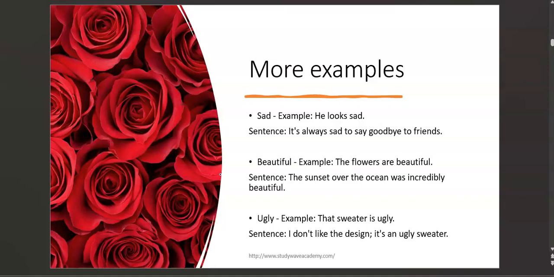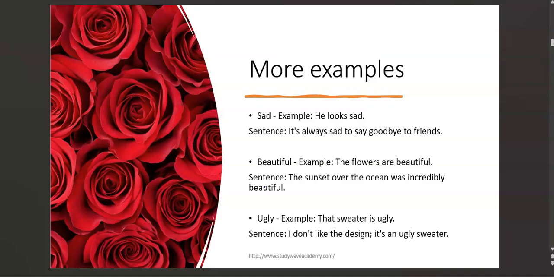So here, class, if you want to know where the adjective is, you try to remove it from the sentence. So you say something like, the sunset over the sea was incredibly, or the flowers are. So these flowers here are beautiful, and this sunset is also beautiful. So we're just trying to add taste or interest to the sentence we are talking about, or the sentence we're trying to pass across.